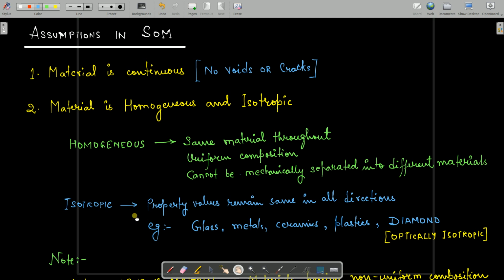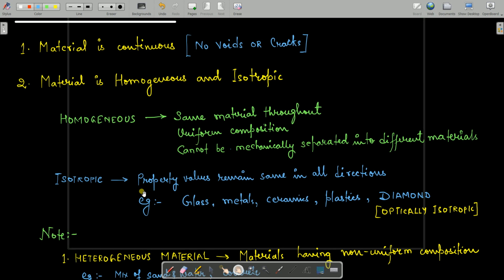If we talk about isotropic, isotropic means the property values remain the same in all the directions. Whenever the property values remain the same in all the directions, we call those materials isotropic. Just like glass, metals, ceramics, plastics, diamond. Make sure diamond is a special case. It's confused with anisotropic, but it's not. Diamond is an optically isotropic material.